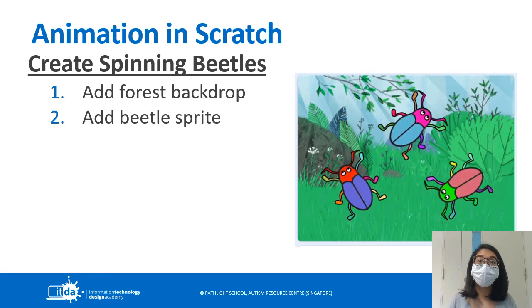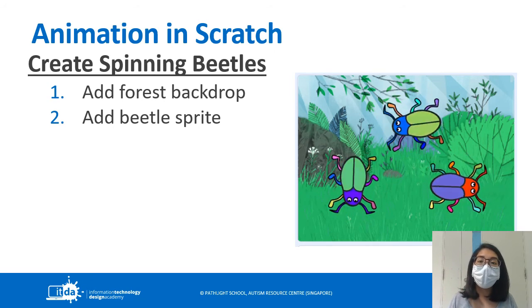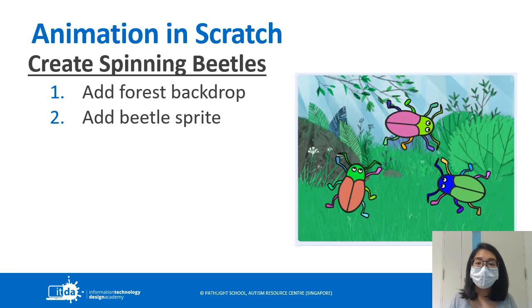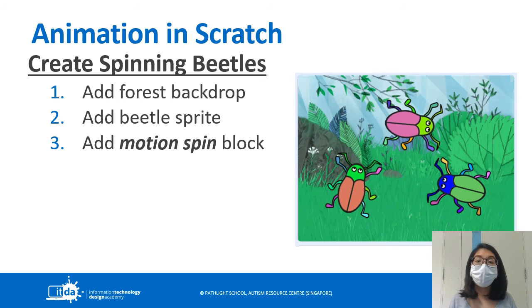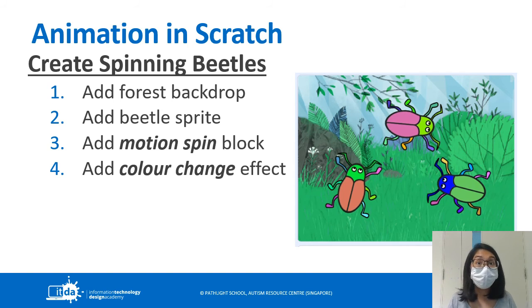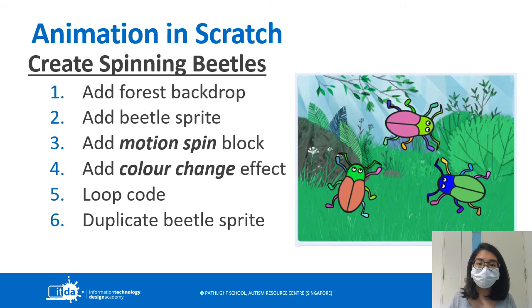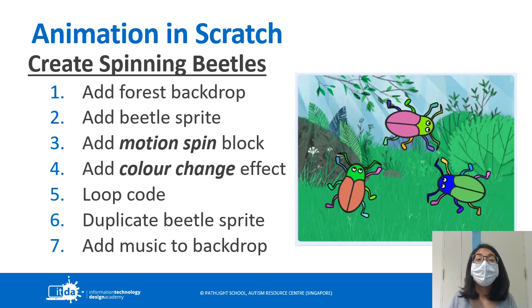Okay, second project, we're going to create spinning Beetles. So we're going to add a chorus backdrop and some Beetles. Okay, we're going to add one Beetles sprite first. Okay, on one of the Beetles sprite, we're going to add a spin block to make it spin, which is the turning block. Add a color change, so some extra things. Loop the code, add a repeat or forever. And we're going to duplicate the Beetles sprite. Copy 1 and 2, make 3 different copies. Finally, we're going to add music behind, so that it's a nice way to end your project. Okay?